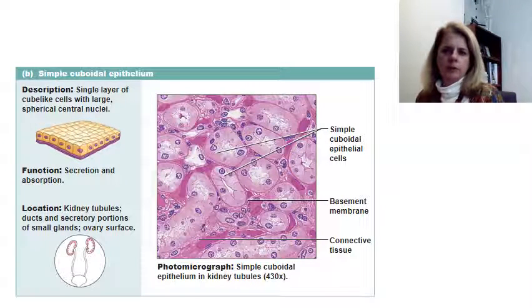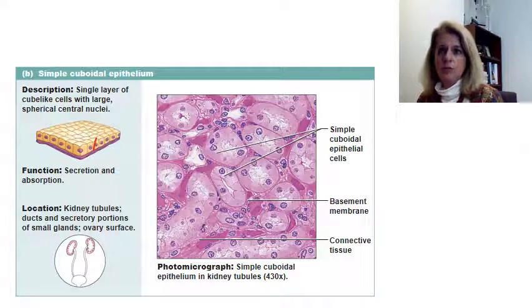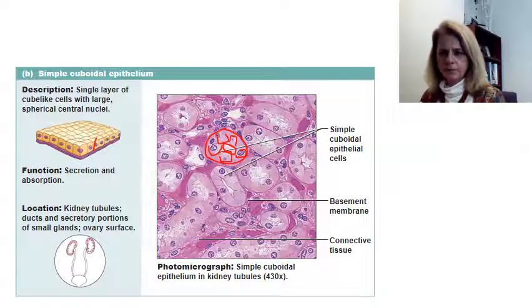Simple cuboidal. The description is a single layer of square-shaped cells. Okay, here's your picture. This is from a kidney tubule. And remember, if you have a tube, then you're going to have a lumen inside that tube, a space. This is where the urine is flowing inside the kidney. And these are your square-shaped cells that are surrounding or forming that tube. So this is simple cuboidal.